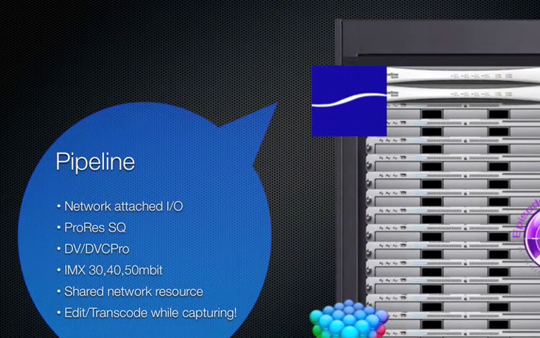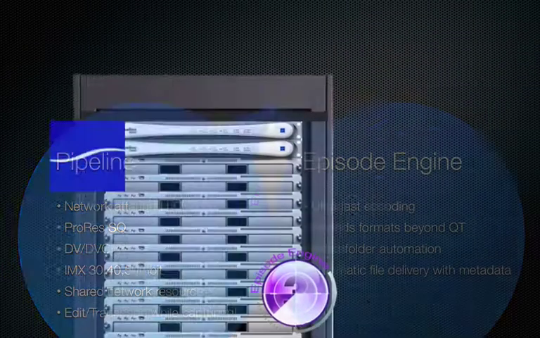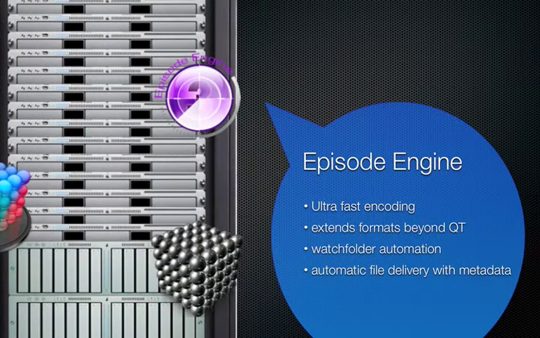First is our Pipeline Network Attached Encoder. This is what's going to be taking in our SDI video feeds and encoding them to one of a variety of different formats, including ProRes. And with our new scheduling software, that content is going to be available for either editing or transcoding while it's being captured. Next is our Episode Engine transcoding cluster.